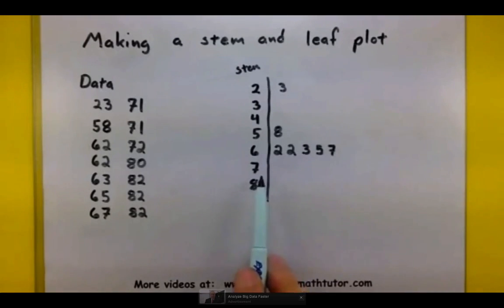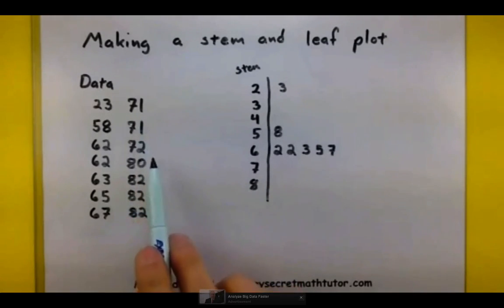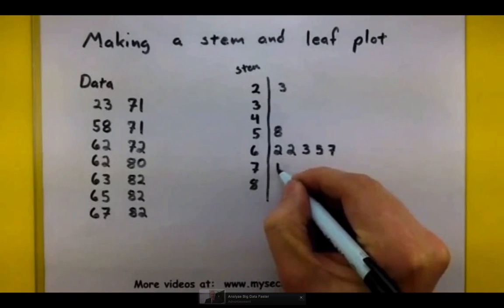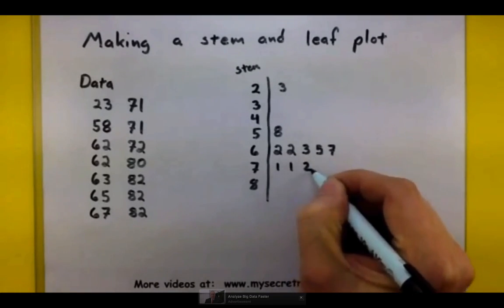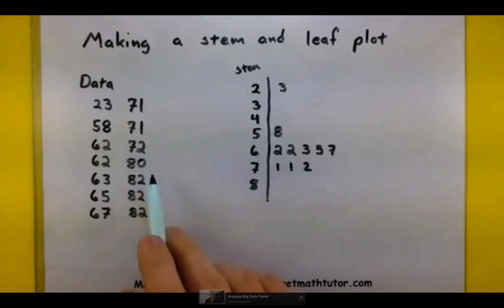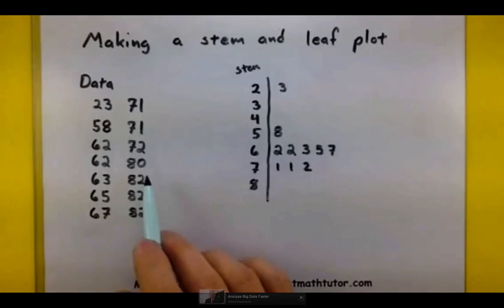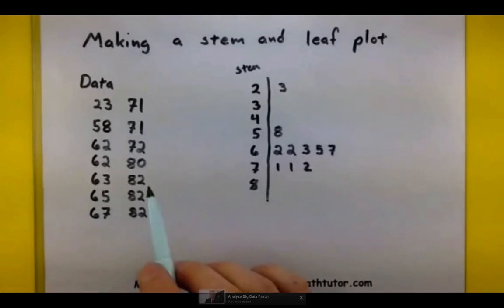So let's finish off these 70s. I got a 71, 71, and a 72. So 1, 1, and 2. And looks like I have some 80s. An 80, 82, 82, 82.